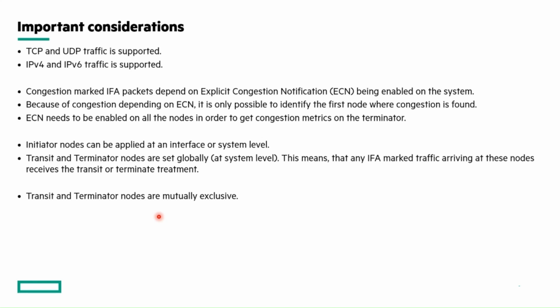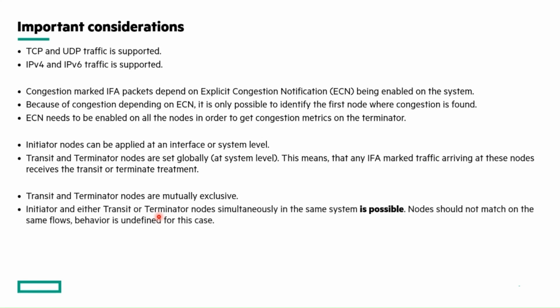This is very important because you can configure initiator and transit on the same switch, but you cannot configure transit and terminator on the same switch because these nodes are mutually exclusive. You can either have transit on your node itself or the terminator can be configured. Now, initiator and either of transit or terminator nodes simultaneously in the same system is possible. So you can have initiator plus transit, or you can have initiator plus terminator configured on the same node.